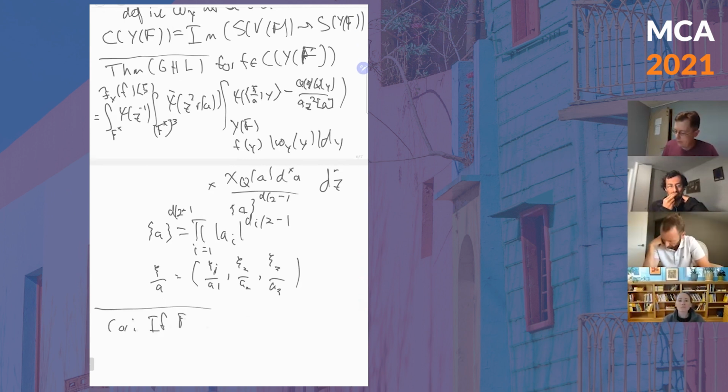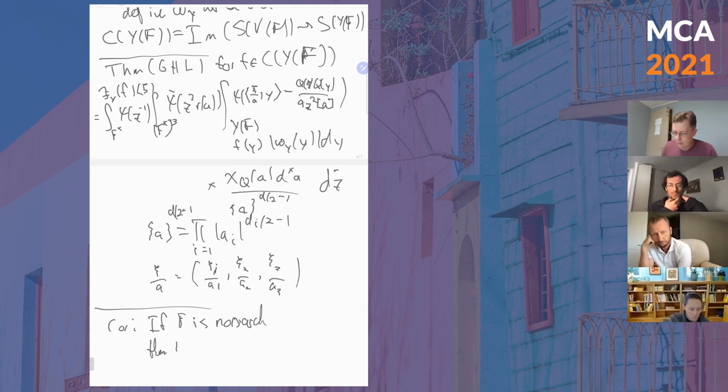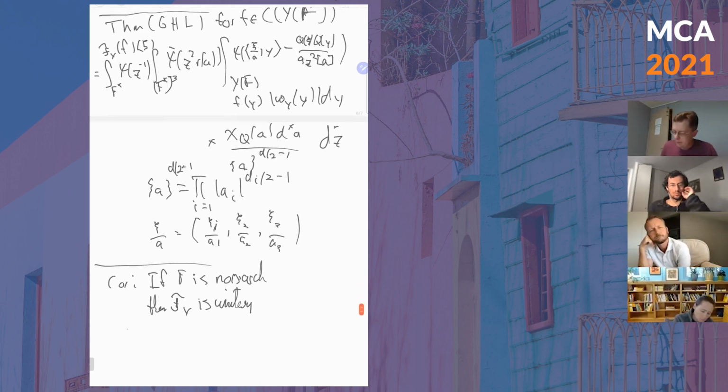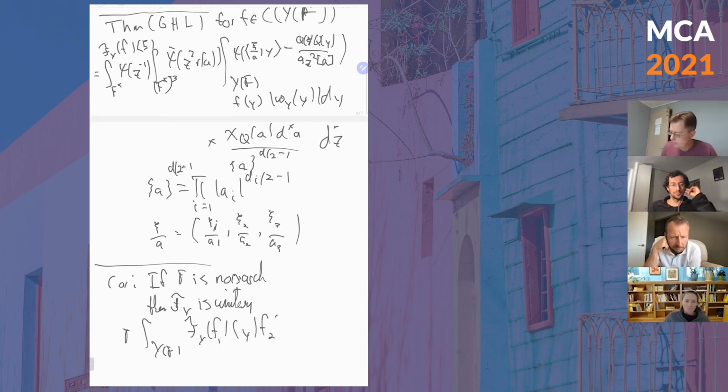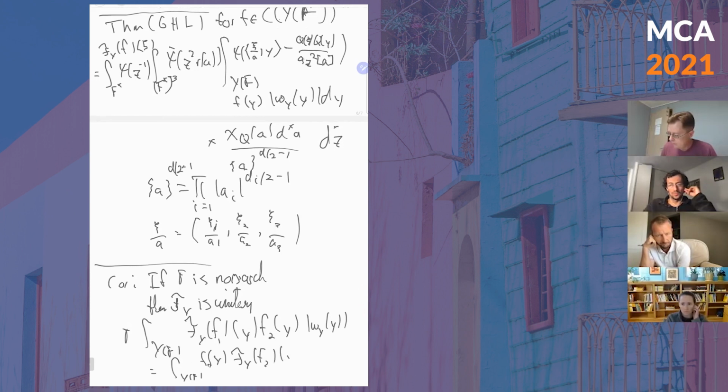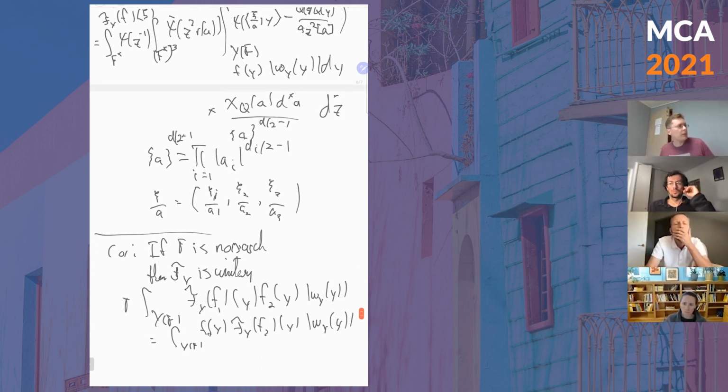One immediate corollary that one can obtain out of this, which wasn't known before, is that if F is non-Archimedean, then F_y is unitary. And you have a Plancherel type formula.